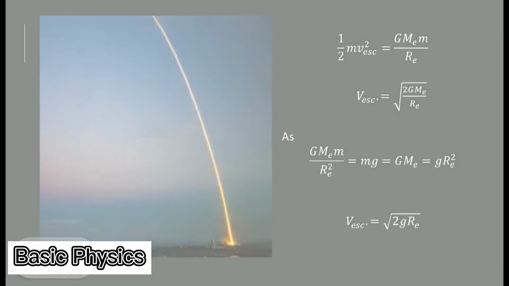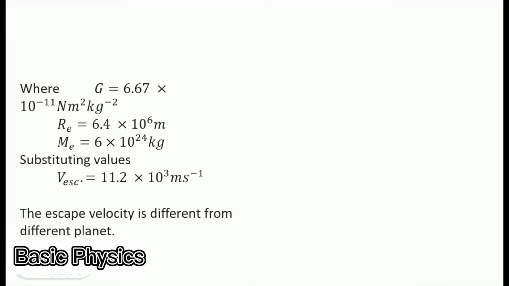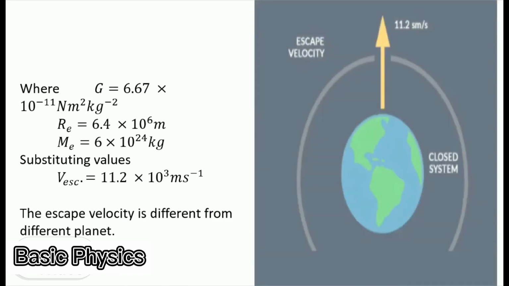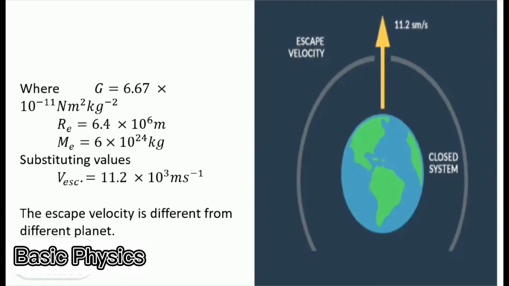where G equals 6.67 × 10^-11 newton meter squared per kilogram squared, R_e equals 6.4 × 10^6 meters, and M_e equals 6 × 10^24 kilograms. Substituting values, we get the value of escape velocity as 11.2 × 10^3 meters per second.